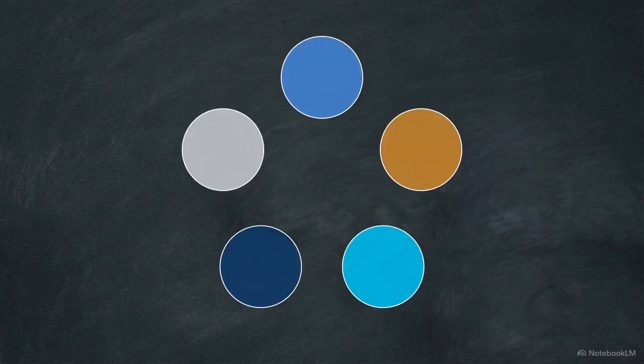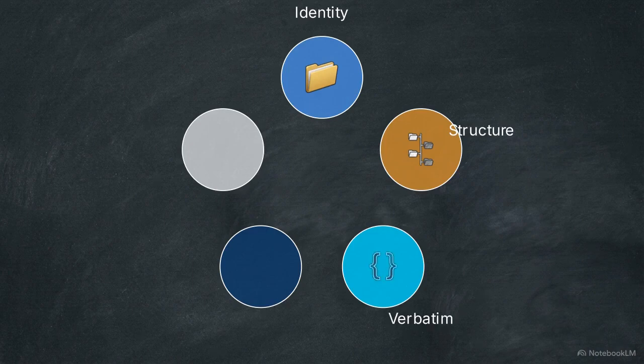Instead of handing the AI raw text, the system extracts the data into strict typed interrogation records across 5 distinct dimensions. The first 3 dimensions define physical reality. Identity establishes what the object is, like a file or symbol name. Structure determines exactly where it lives in the codebase hierarchy. Verbatim extracts the literal text it contains.